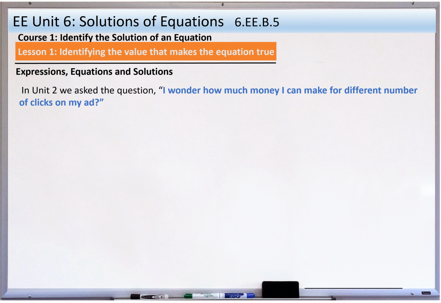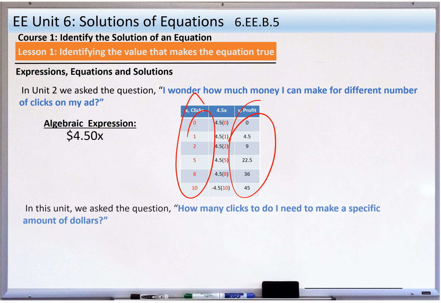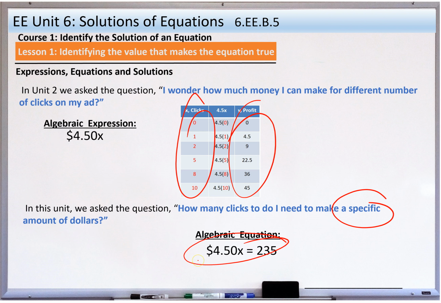So in Unit 2, we asked the question, I wonder how much money I can make for different numbers of clicks on my Instagram ad. If you remember that, we had the algebraic expression 450 times some number x. We just kind of plugged some numbers in, and we figured out how much profit we'd make. Well, in this equation, we have to be a little bit more specific. We may ask the question, how many clicks do I need on my Instagram ad to make a specific amount of money? For example, how many Instagram clicks do I need to be able to make 235? So we're asking for a specific value of x, not just putting in different values of x.